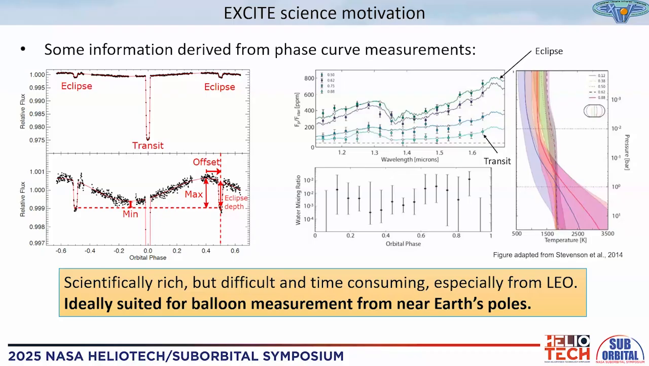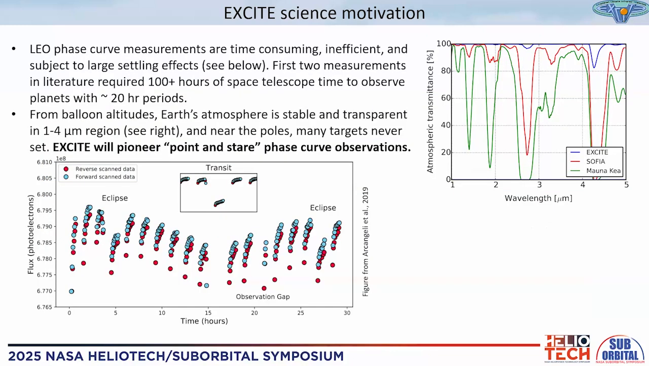These orbits are a couple days at a time, and that's especially difficult to do from low Earth orbit. So I'd say this is one of the situations where the science is hard from space, but it's really ideally suited from a suborbital platform that deploys from near Earth's poles, because there are many targets in the sky that never set. So you can have a very stable observing platform, and you can point and stare and get a 2-day phase curve in 2 days instead of hundreds of hours of space telescope time.